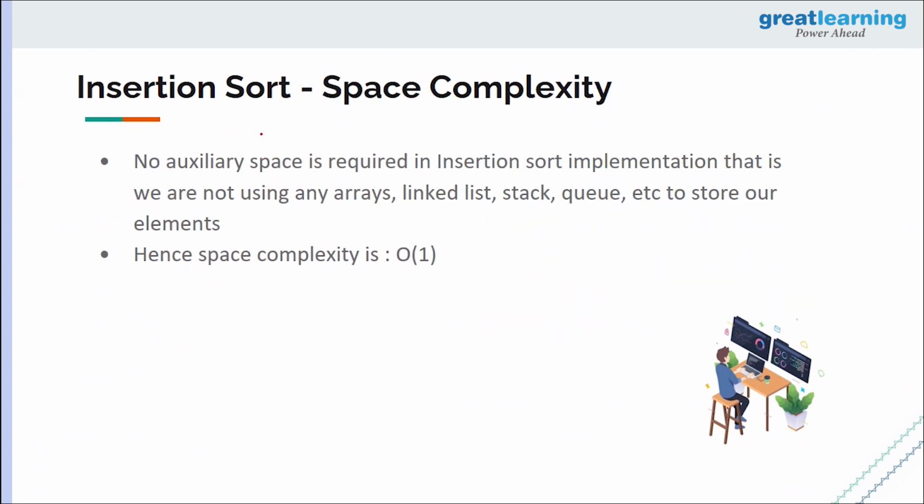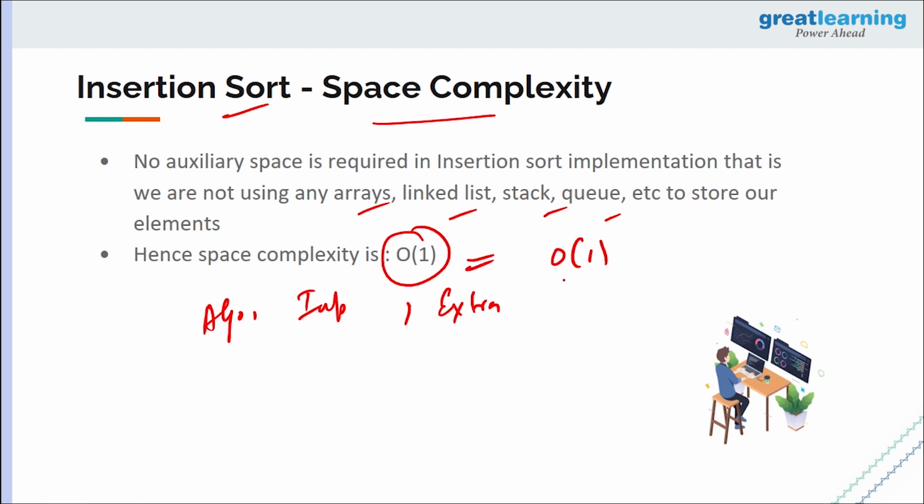Okay. Now let's talk about insertion sort space complexity. If you have observed in the algorithm and in the implementation, we never talked about any auxiliary memory, right? We were not using any extra space, either in the form of array, linked list, stack, queue, or anything. So the space complexity of insertion sort is big O of 1, that is a constant amount of space.